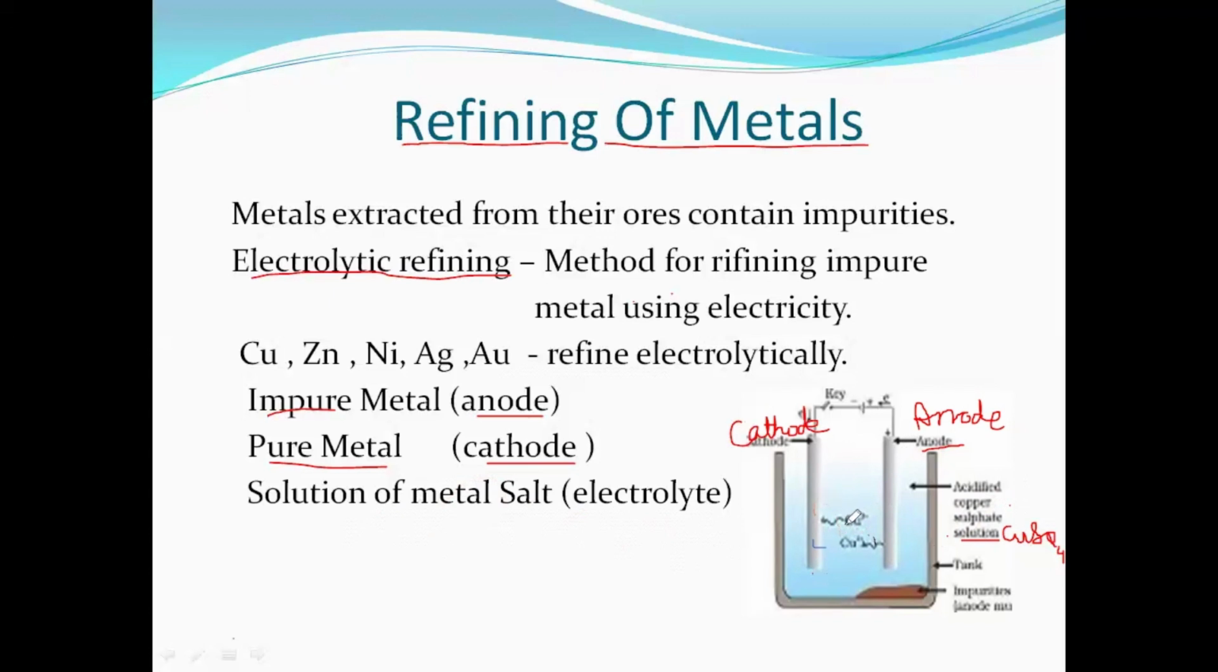Copper is electropositive and it gets deposited at the cathode, which is the negative electrode, and impurities settle down at the bottom of the anode as anode mud.